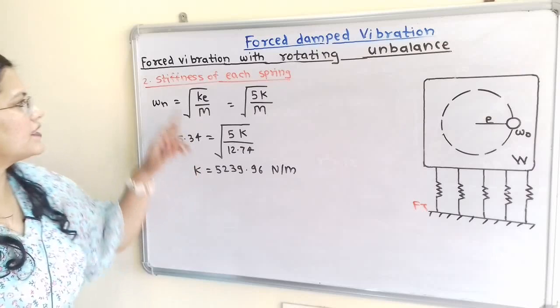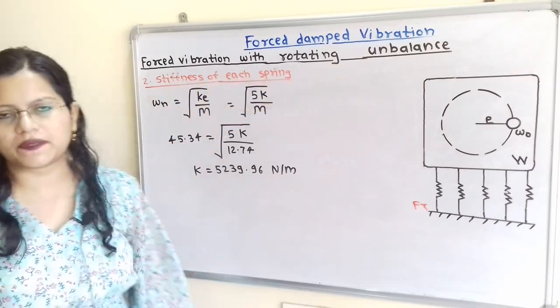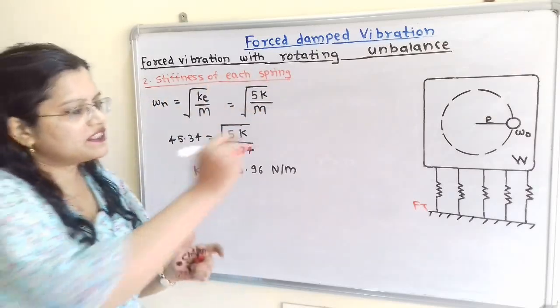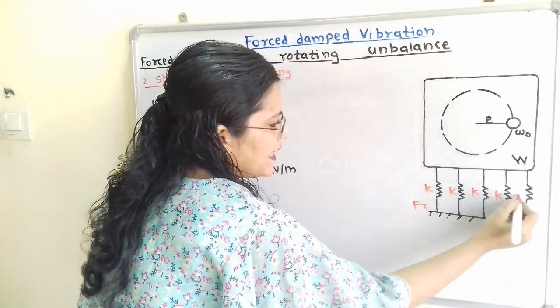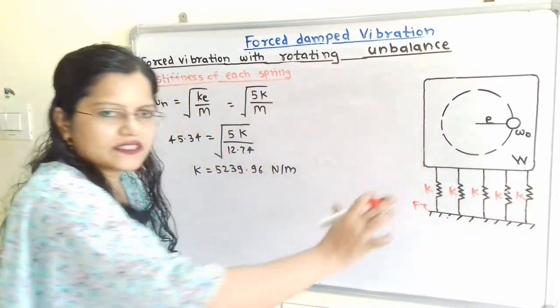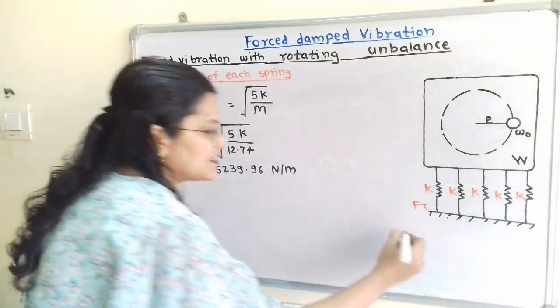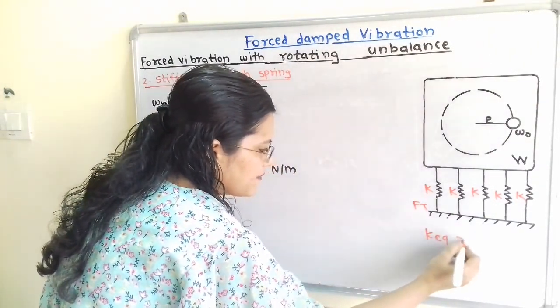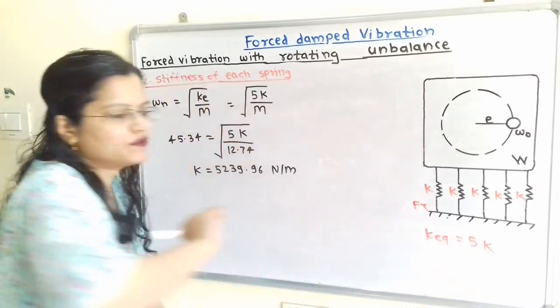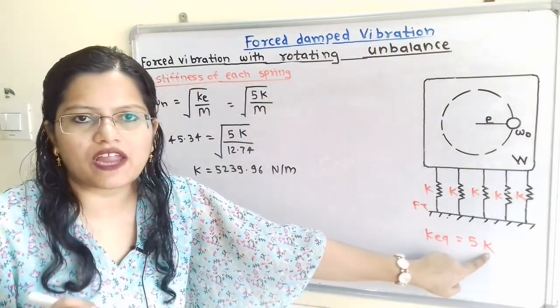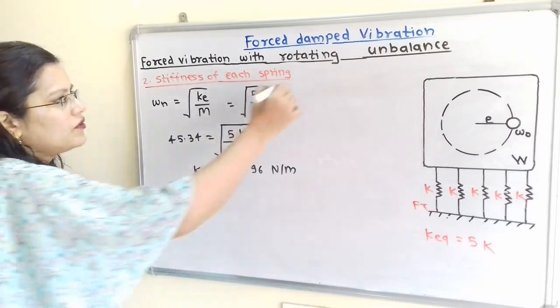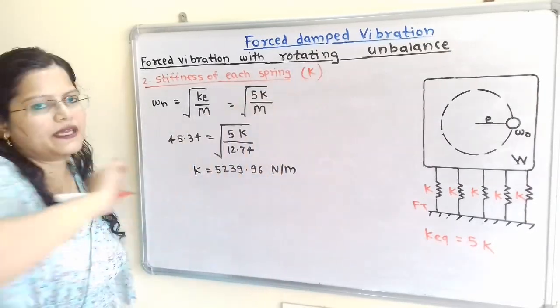We have to calculate stiffness of each spring. Now if we observe, stiffness of each spring is K. So this K we have to consider for the calculation, that is K equivalent, and this K equivalent is nothing but 5 times of K. So here for this question we have to find out the value of K. So we have to calculate this K.